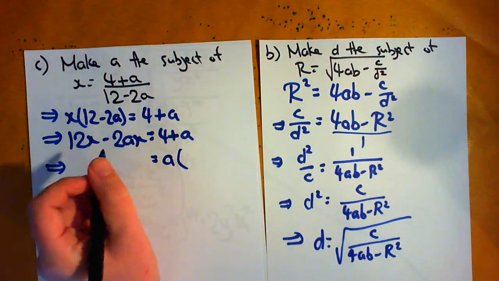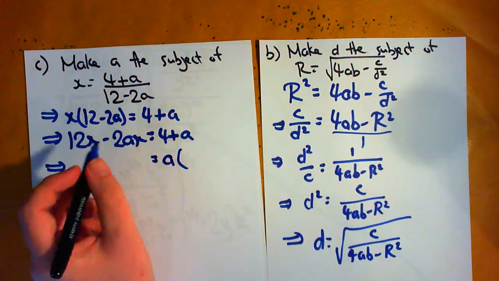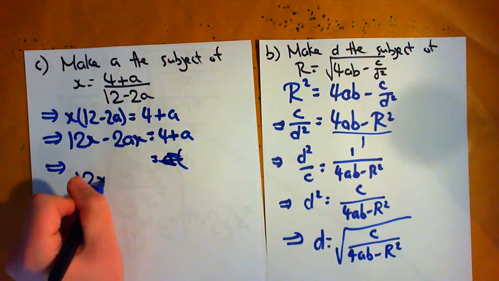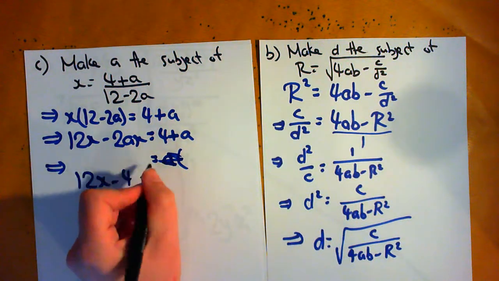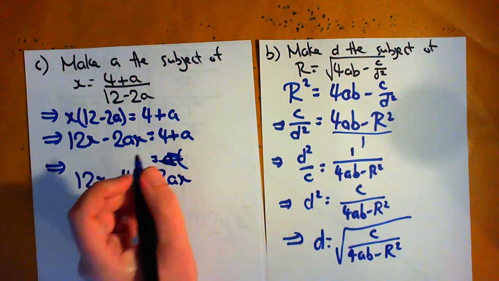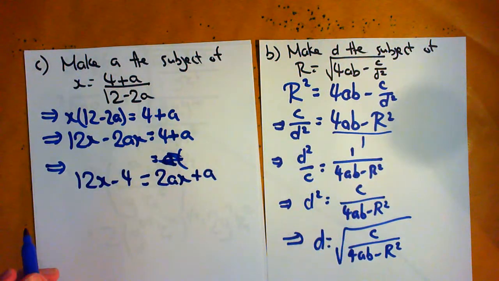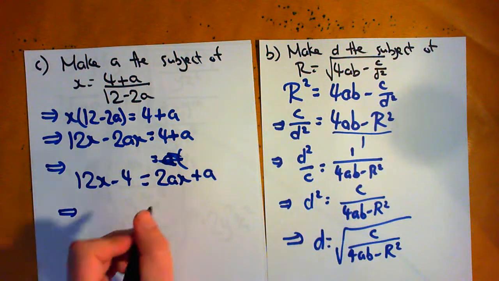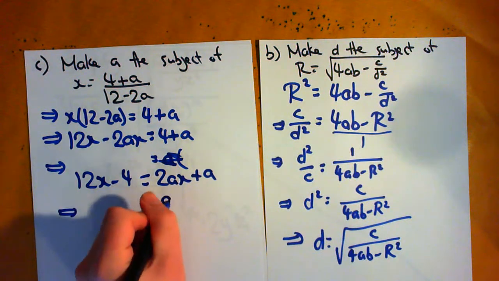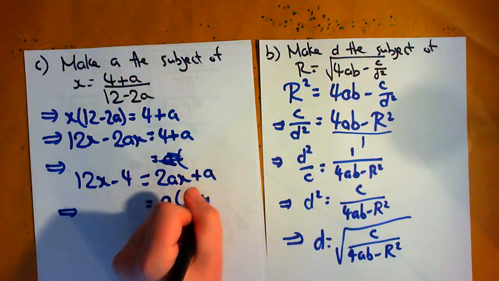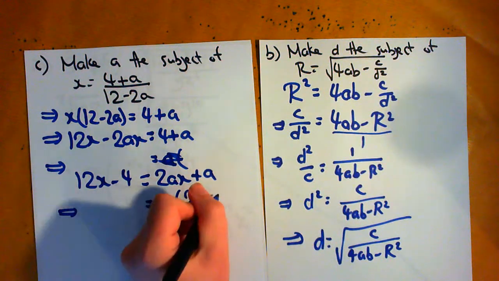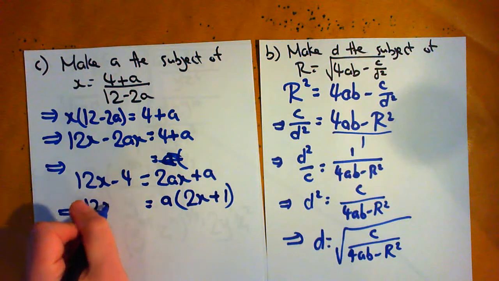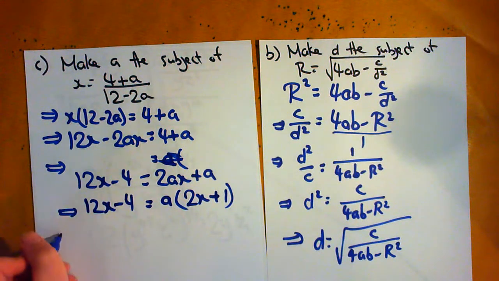So we've got 12x minus 4 equals 2ax plus a. So that's what we have. And now we can take out the a as a common factor, so we get a times 2x gives you your 2ax, plus a times 1. And this left-hand side, let's keep it as is.